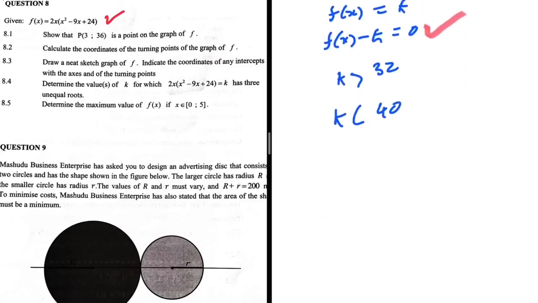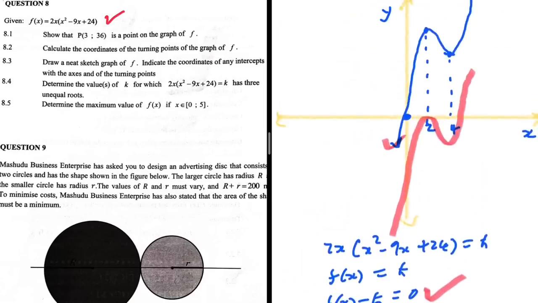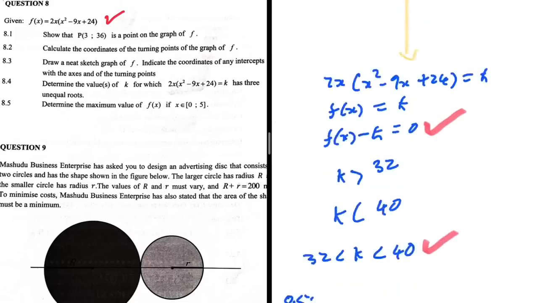So let's write that in one statement. We are saying that we need k to be greater than 32, but k to be less than 40. In that way, we're gonna have 3 unequal roots. Okay, there we go. 8.5, determine the maximum value of f of x if x is an element of 0 to 5. Okay, so let's get rid of this now. We're interested in this portion 0 to 5. We are looking for the maximum value of x between 0 and 5, the maximum value.